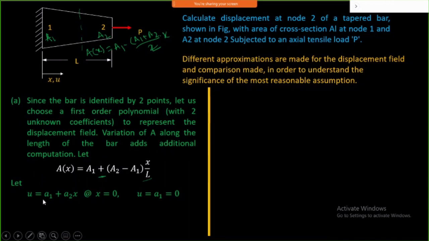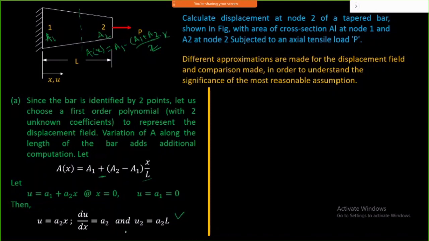So we'll start with an assumption of a polynomial, that is a1 plus a2x, and that polynomial we need to satisfy the boundary condition. The first boundary condition is on the left side, where my displacement is 0. So now I can substitute, and I will get the a1 value. Next we have to determine a2, and we got the displacement equation u equal to a2 into x, du by dx is a2, and we got u2 equal to a2 L, the displacement at x equal to L.